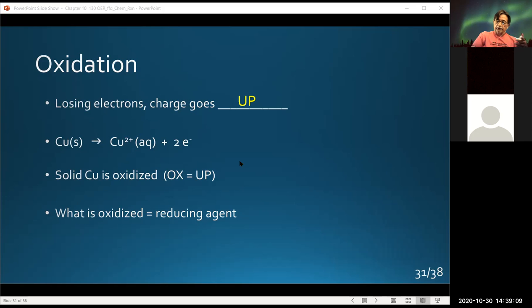Being that solid copper is what's being oxidized, it is also given the name reducing agent, because solid copper offers the electrons for another species to come in to pick up. So it's an agent for those undergoing reduction. Okay, so what is oxidized is called the reducing agent.